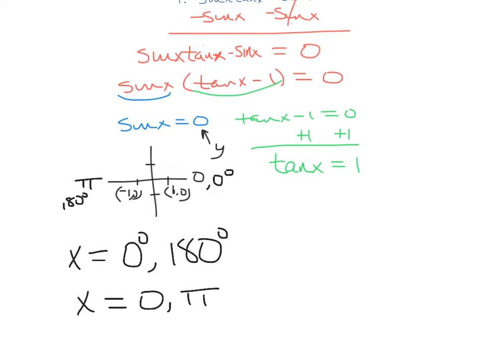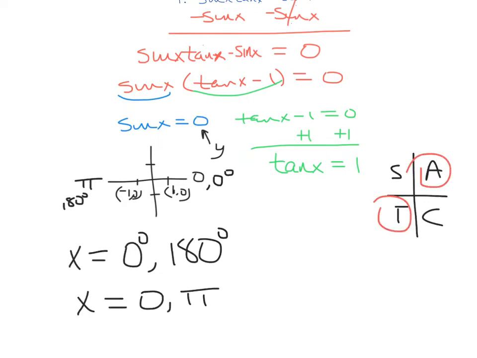For the tangent, anybody remember what angle gives me a tangent of 1? 45. Okay, now for this, we've got to do the quadrants. We have to figure out, All Students Take Calculus. I need to figure out that 45 is my reference angle. I also have to figure out which quadrant tangent is still positive in, and that's going to be quadrant 3.